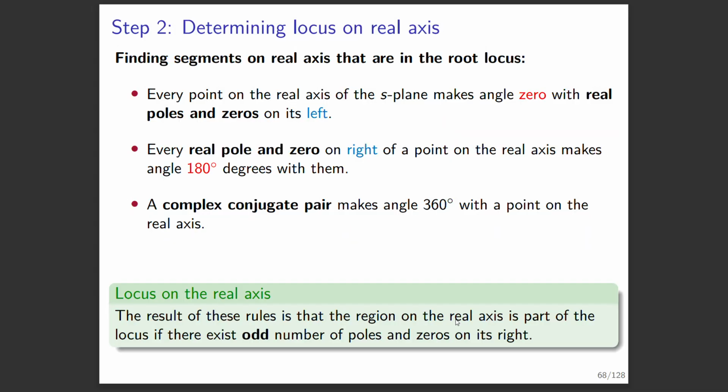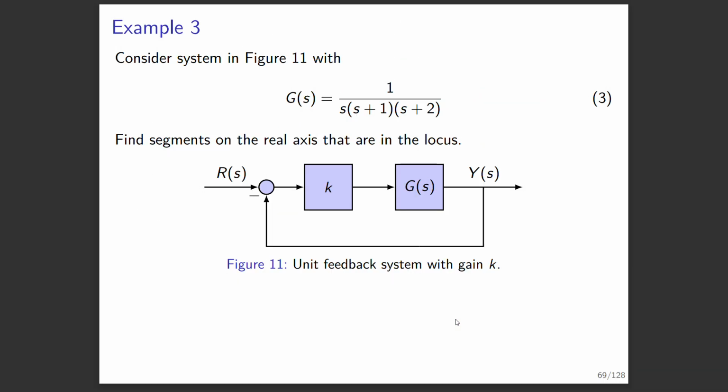Okay, so we talked about looking at the real axis and finding segments on the real axis that belong to the root locus, and we said any place on the left-hand side of an odd number of poles and zeros is going to be in the root locus. Okay, let's see this example. I have G given to me, and I have a negative feedback, and I don't know the value of k. I want to find segments on the real axis that are in the root locus.